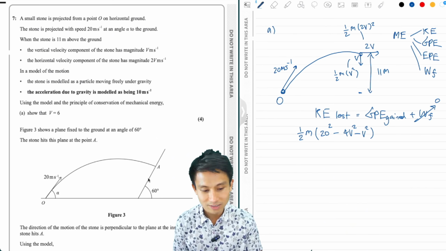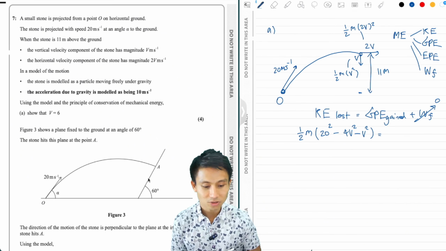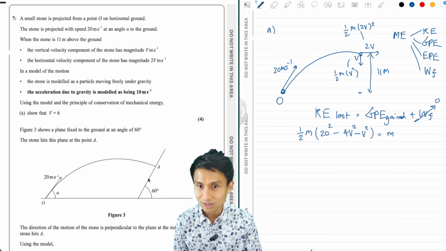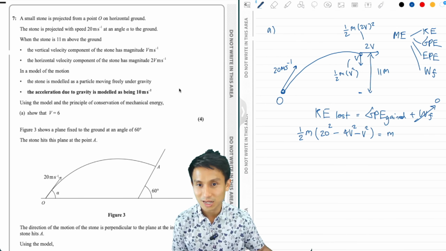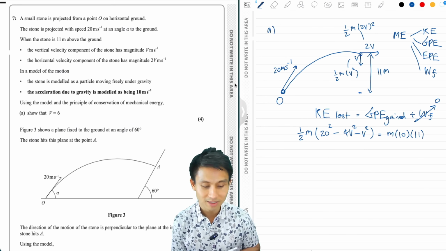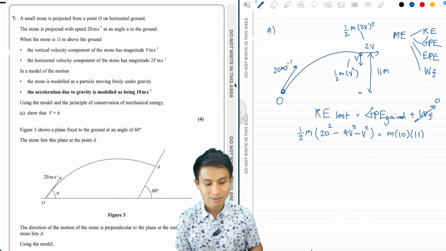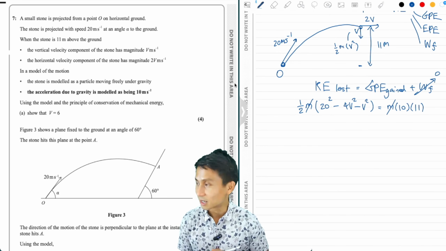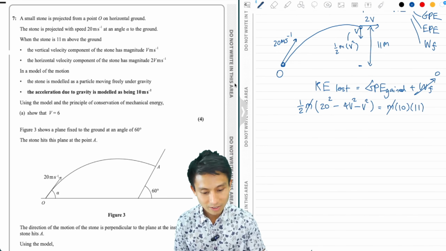So that's just the left-hand side done. Equals GPE gain. So it's M and G, which this question assumes to be 10. Okay, so M times 10 and then times 11. That's it. That's the GPE gain. So we solve for V. Note that M cancels here, yeah? All right. So what is that?